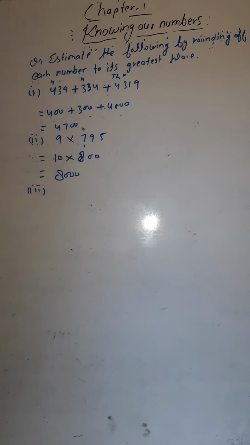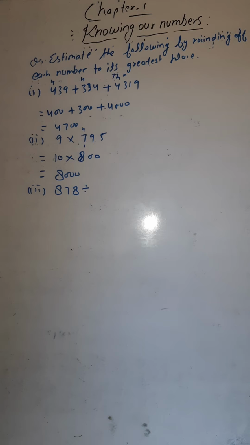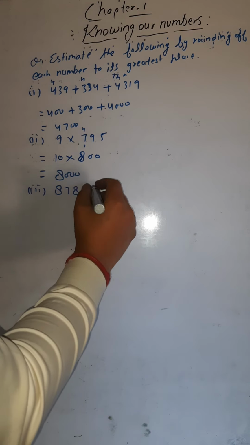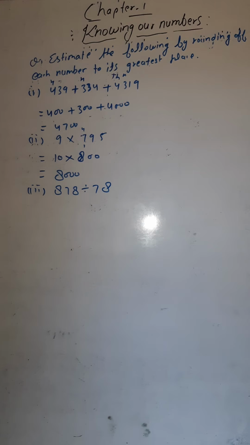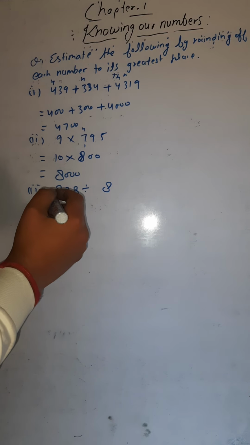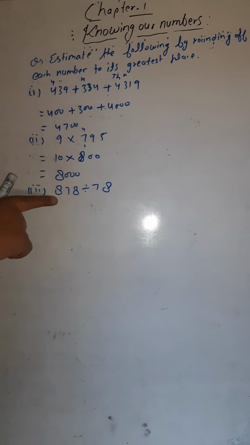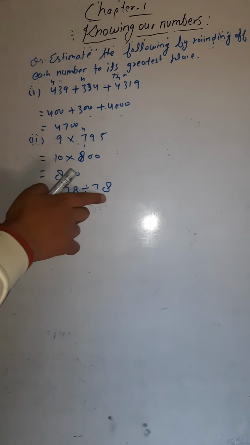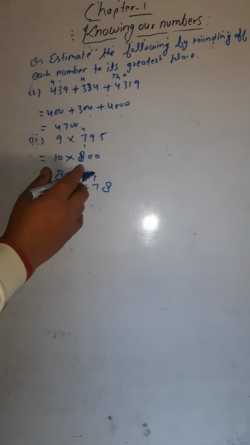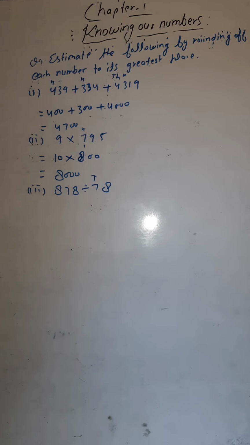Now the third question is 878 divided by 78. Just do it again, if you can. Just see how to do it. First round it off, because the greatest place here is the hundreds place, so round it to its nearest 100. And here the greatest place is the tens place, so round it to its nearest tens. Then divide and you would get the answer.